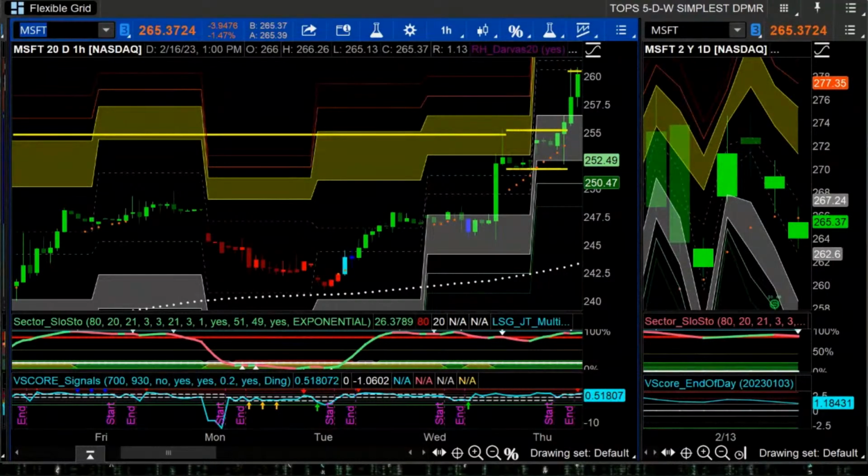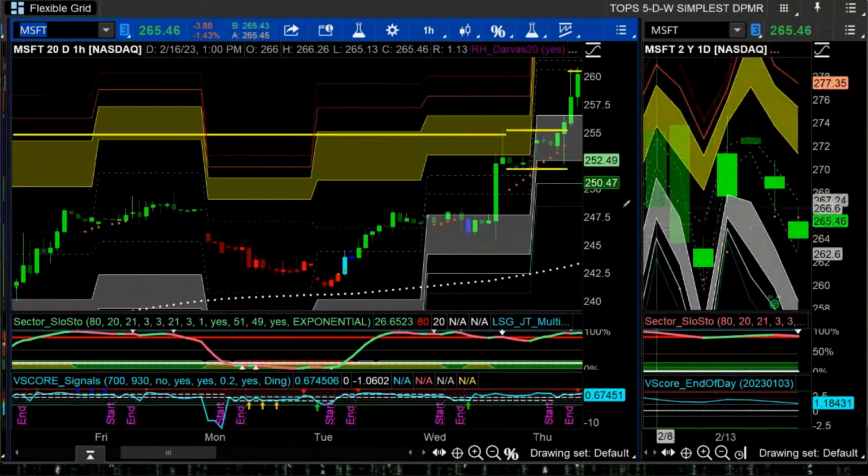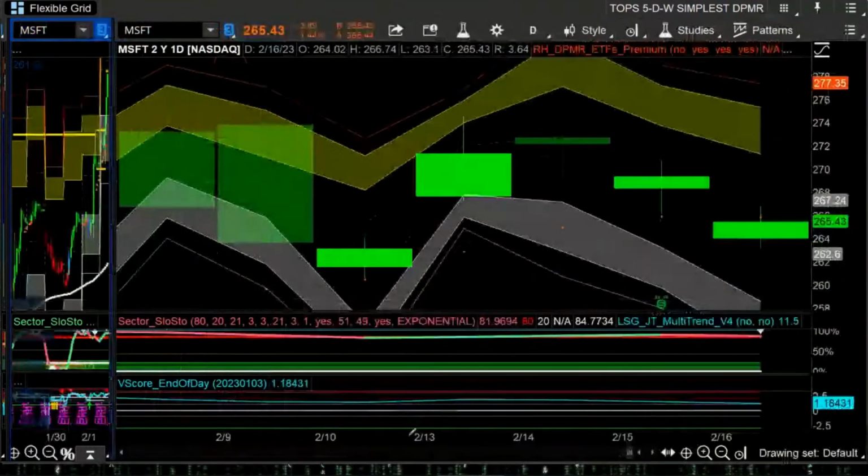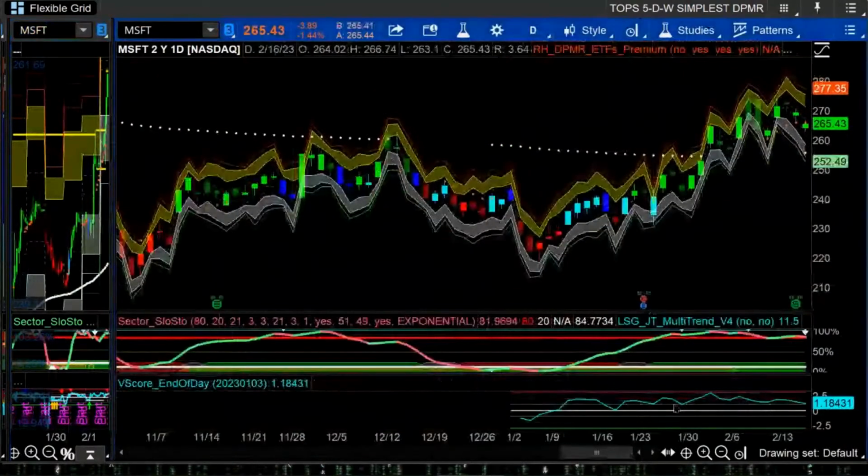Now, some of you might say, okay, Rag, I get it. We could have gotten long Wednesday. Yeah, absolutely. But let's open up the daily time frame because that's a little bit trickier. It's a little bit trickier. Take a look here.